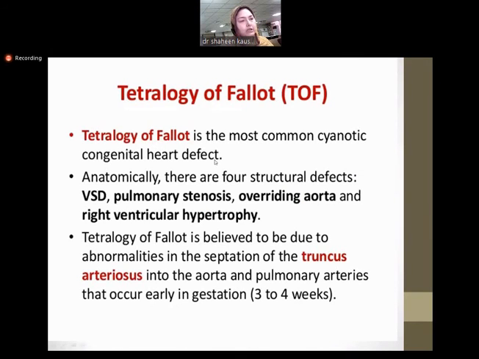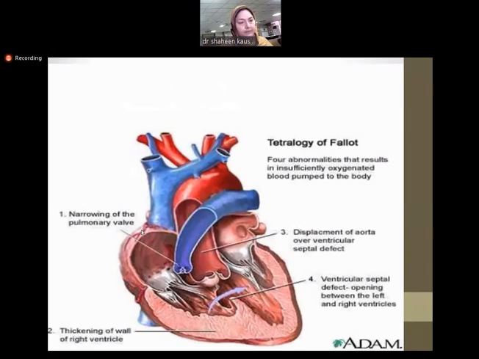It is the most common cyanotic congenital heart defect, and anatomically there are 4 structural defects which combine and give the term tetralogy of Fallot: ventricular septal defect, pulmonary stenosis, overriding of aorta, and right ventricular hypertrophy. The aorta arises from the left ventricle as well as the right ventricle. As there is stenosis of the pulmonary artery and valve, there is more and more pressure on the right ventricle, so there is thickening of the right ventricular wall.